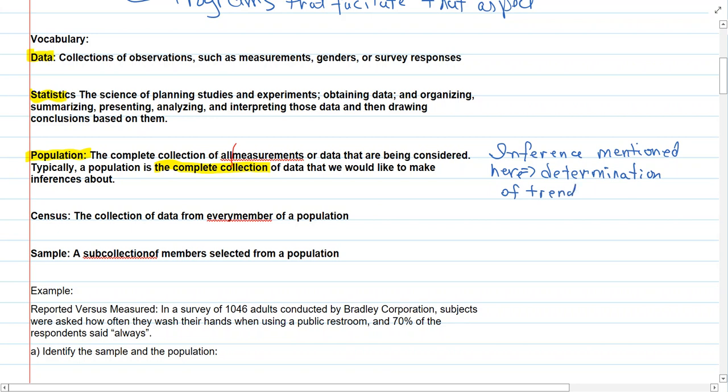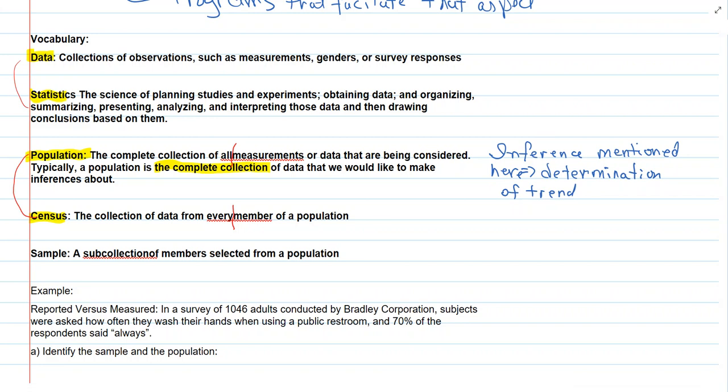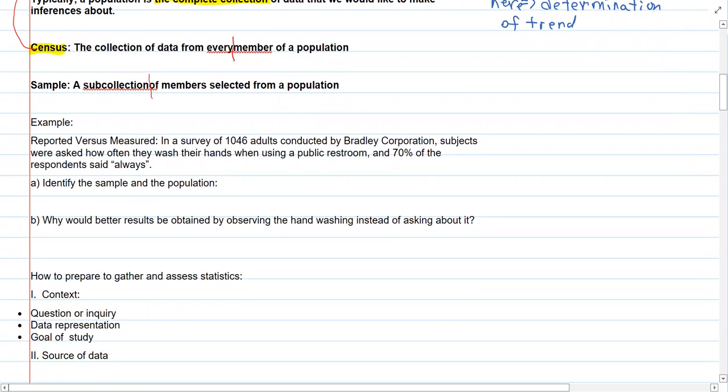So a census is the collection of data from every member of the population. So these two are related. And these two are related, although data is related to all of them. A sample is a subcollection of members selected from the population. Statistics, sample; population, parameter. And we'll talk about that later.